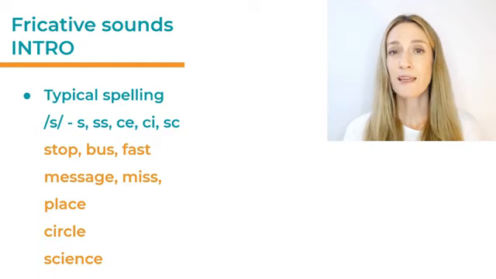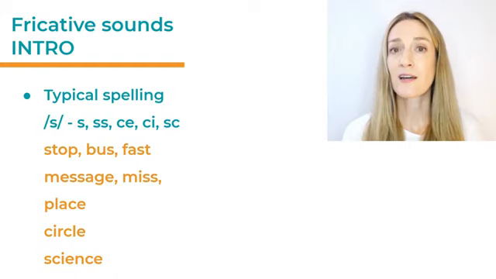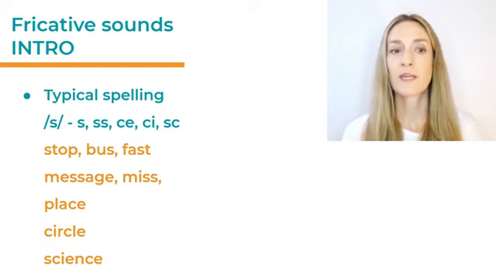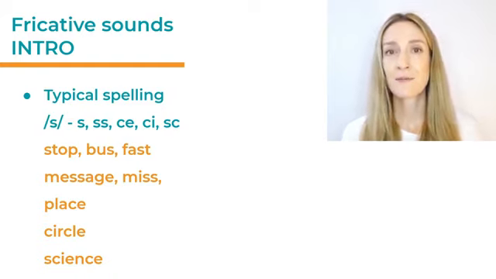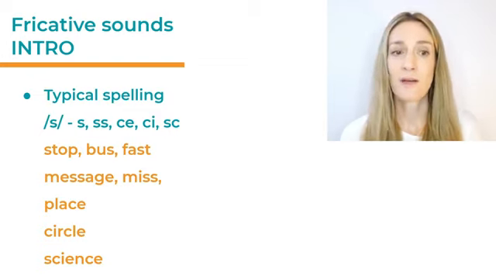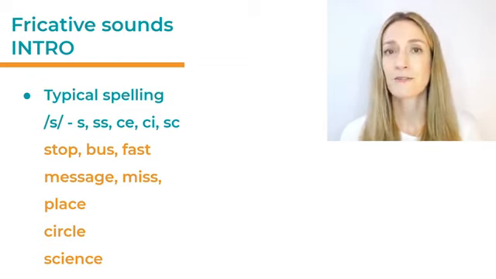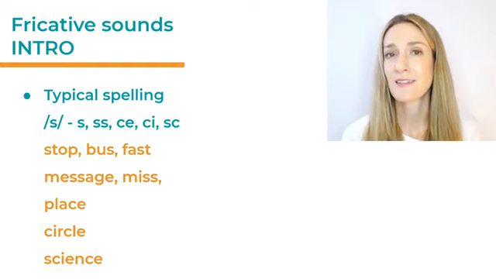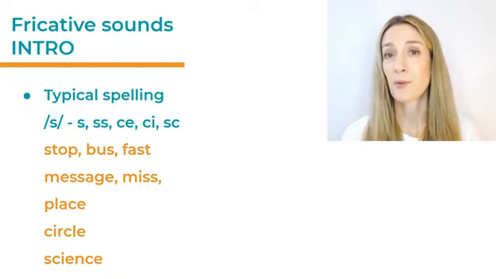Let's have a look at the spelling for s, our unvoiced fricative s. And here we have a couple of different spelling patterns. We could have S, double S, CE, CI, or SC. For example, in the words stop, bus, fast, message, miss, but also words like place, circle, and science. Here we've got it twice at the start and the end. Science.